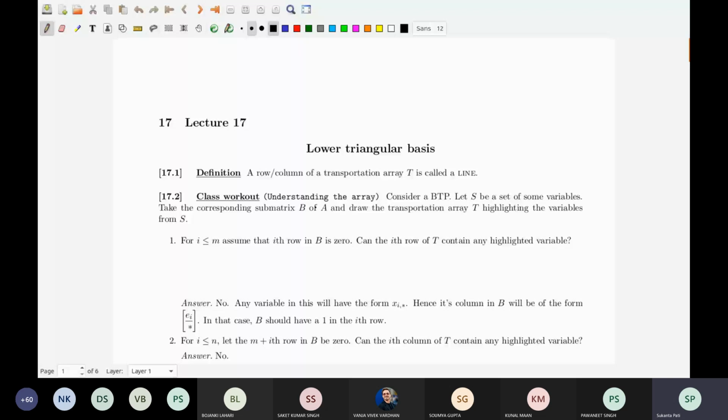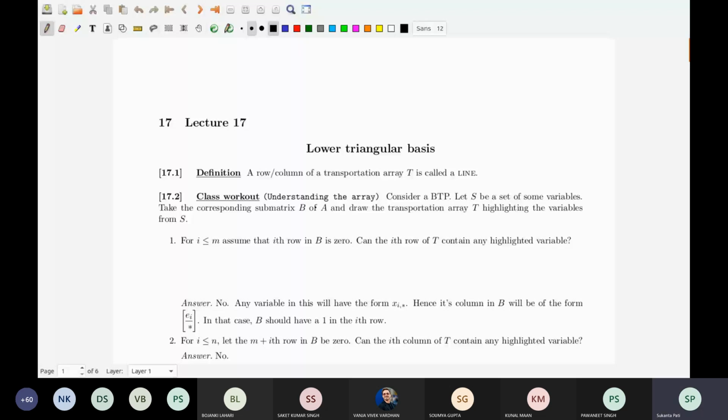We'll talk about lower triangular basis, but before that, a little more understanding of the transportation array that we see. This one we are going to use. This is just a definition. A row or a column of a transportation array is called a line. So that will be frequently used.